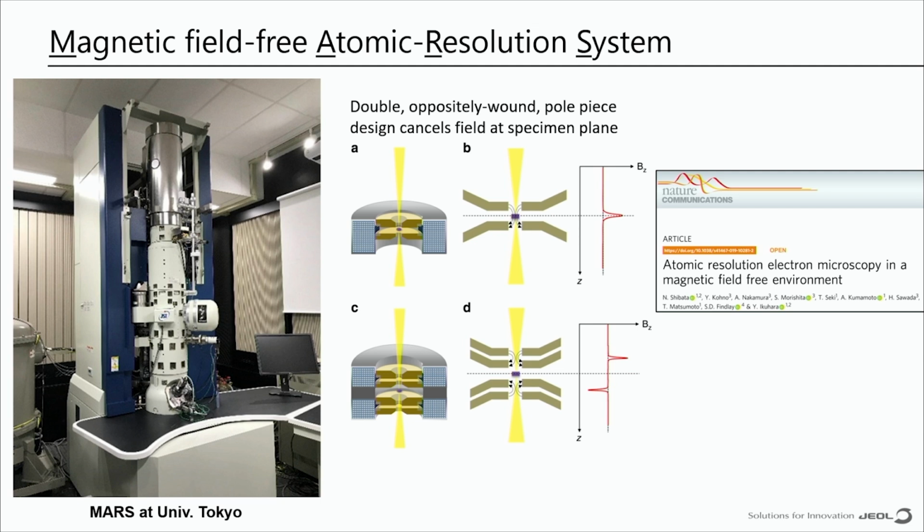In a typical TEM, your sample sits in the middle of your pole piece. That's where you've got the largest field. So your sample is going to be affected by the field from the pole piece itself. In a MARS system, we have an upper and a lower pole piece that cancel each other out at the sample level. So it's a truly field-free environment right at the sample.